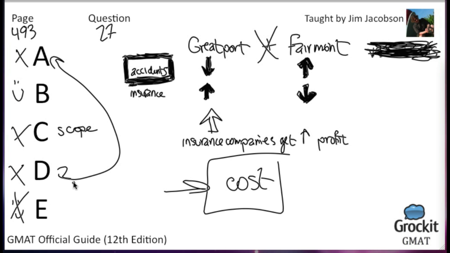E is cost of insurance, rather the cost of the premiums, rather than the cost of the repairs, which is what would determine whether insurance companies are making a profit off of Greatport. More of a profit. They're always making a profit. Okay, a little bit tricky one. Choice B is the right answer.